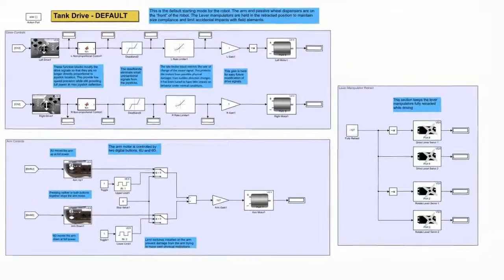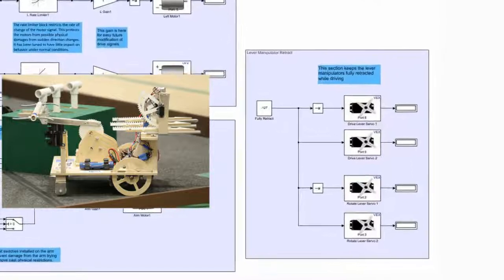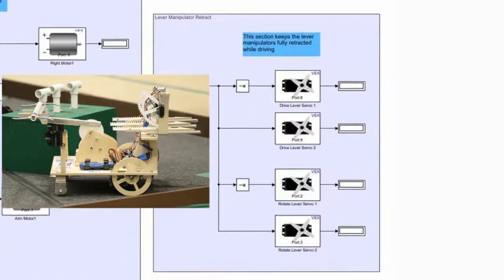This portion of the code ensures that the lever manipulator servos are held retracted to keep the robot in compliance and avoid accidental impact damage.